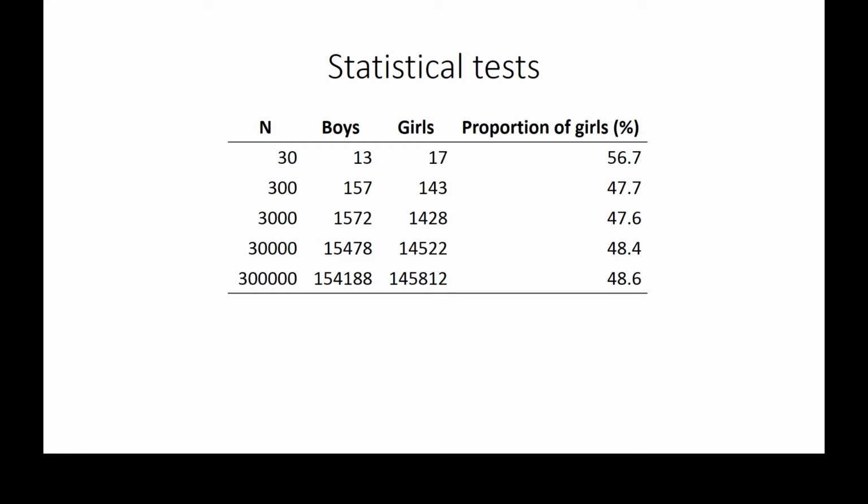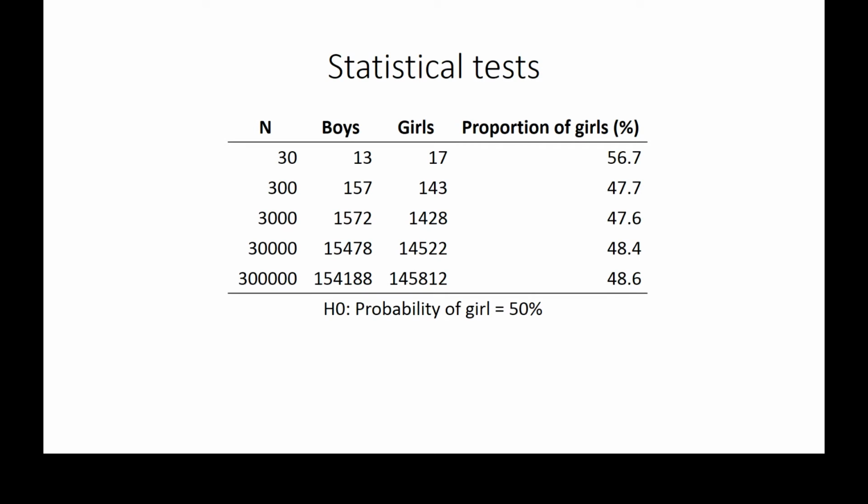Adding even more children, we see that the proportion doesn't vary much. It's between 47.6 and 48.6% when we have 300 or more children. Still, how can we know if the probability of having a girl is the same as the probability of having a boy? And to answer this question, we may perform one or more statistical tests.